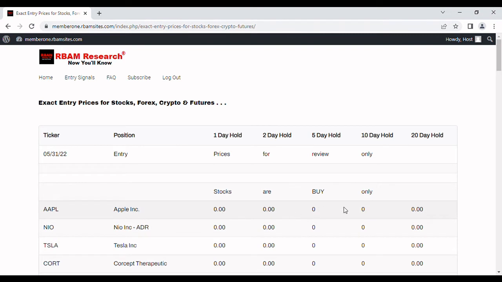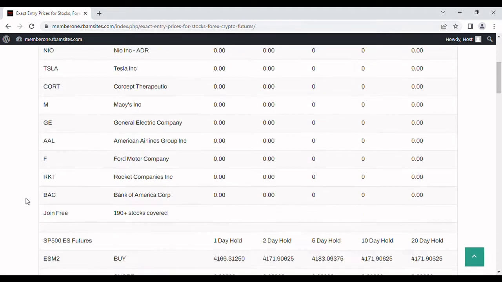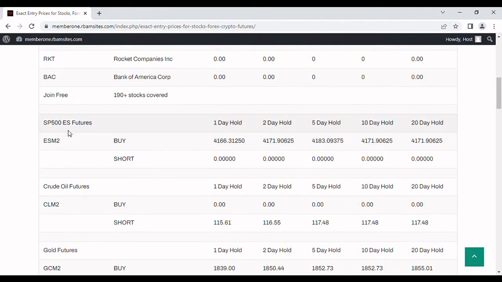You have your entry prices listed here. You have 1 day, 2 day, 5 day, 10 day, 20 day holds, and your ticker symbol is over here to the left. Let's scroll down to the futures section. We'll start with the S&P 500.